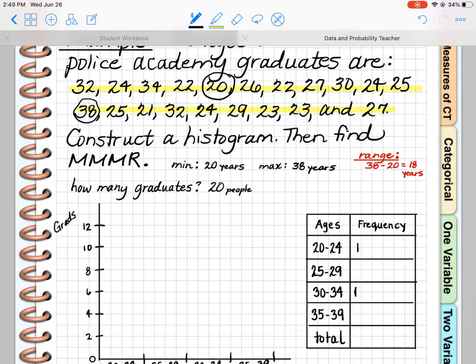Then 24, 34, 22, 20, that was our minimum, 26, 22, 27, 30, 24, 25, 38 is our maximum, 25, 21, 32, 24, 29, 23, 23 again, and 27.